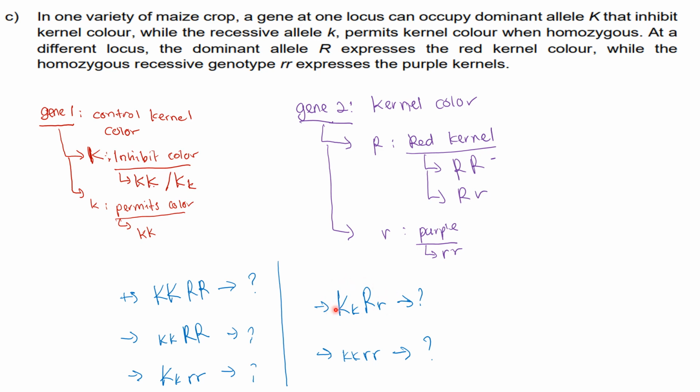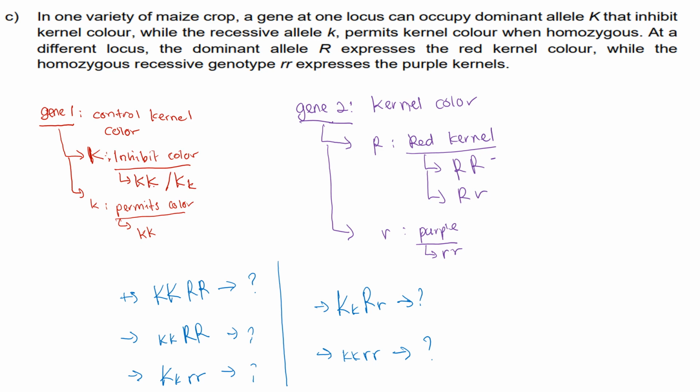Sorry, genotype. So as long as the genotype has the dominant K allele, this produces colorless kernel. Same goes to this genotype. Because it has the dominant K allele, this also produces colorless kernel. And as for this genotype, as you can see, because the first gene is in the homozygous recessive condition, this produces red kernel. Same goes to this one, because the first gene is homozygous recessive, this produces purple kernel. So basically the pattern of inheritance shown here is epistasis.